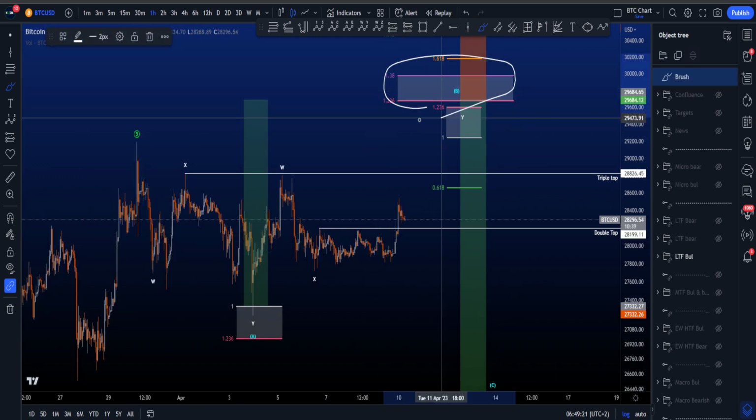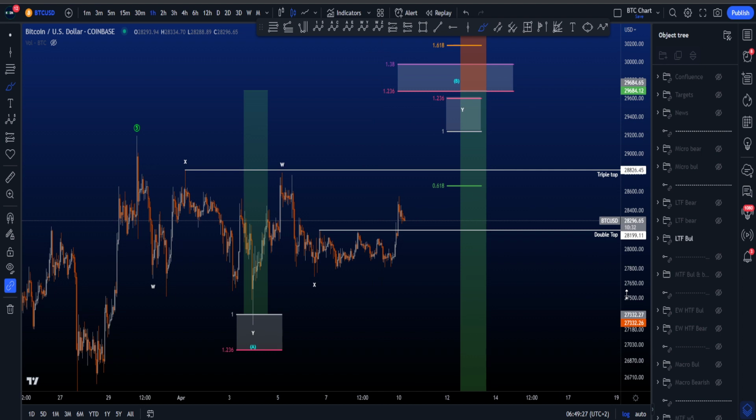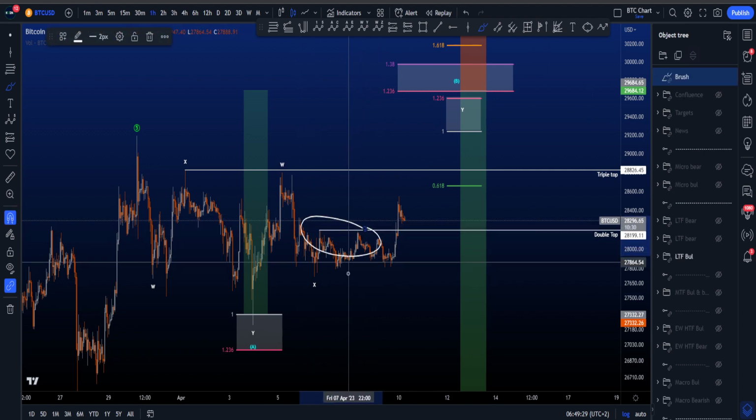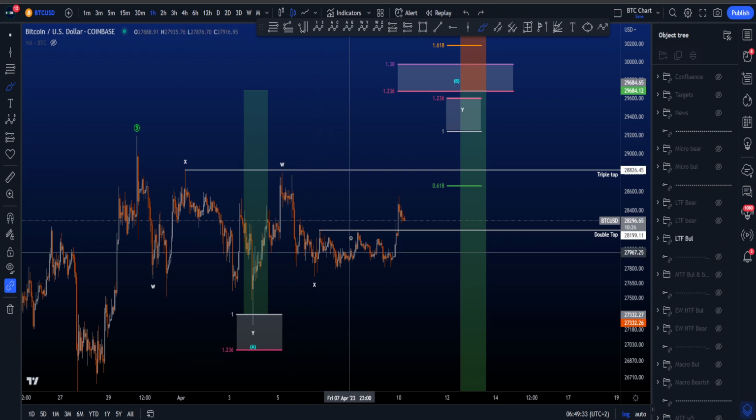So we have wave B, the most common target for wave B over here between 29.6 and 30k. And as I mentioned in many previous videos as well, we had a double top over here, we have a triple top over here, and those are like magnets for liquidity. So I expect at least either or, but at least a double top to be taken. And well, we definitely took it.